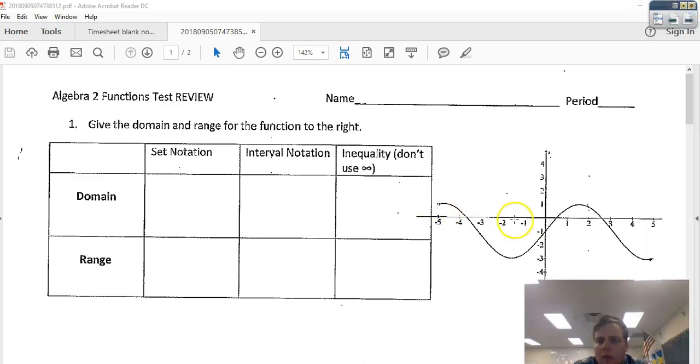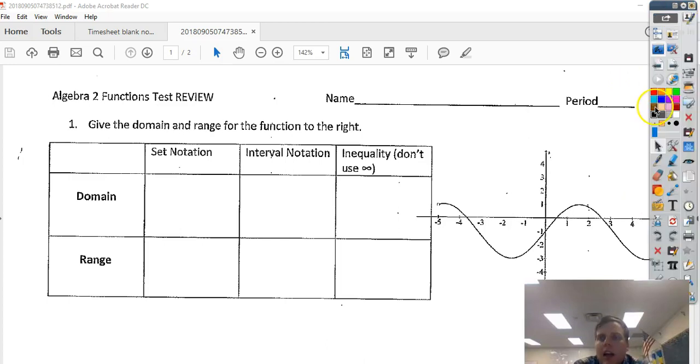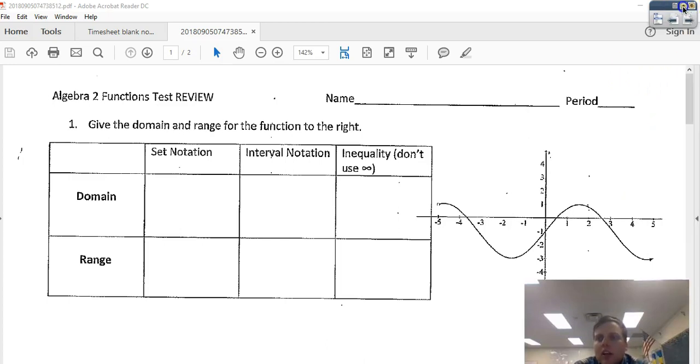And you'll notice all the way back here at the -5 x value, we have an open circle. And then I continue and I go all the way over here to an x value of 5, but I end with an arrow, which means it's going to keep going on, okay? And it wants us to write the notation in all three styles: set, interval, and inequality.